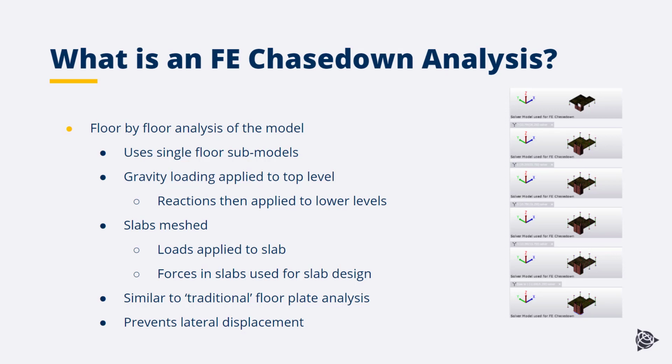The difference in this case would be that for the FE Chasedown, the slab panels will be meshed during the analysis. This means that the slabs will be able to resist the applied load in bending, giving us the moments in the slabs that can be used for the slab design. The reactions at the edges of the slabs will then apply the forces to any supporting members.